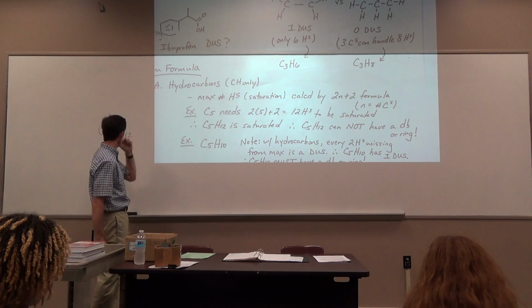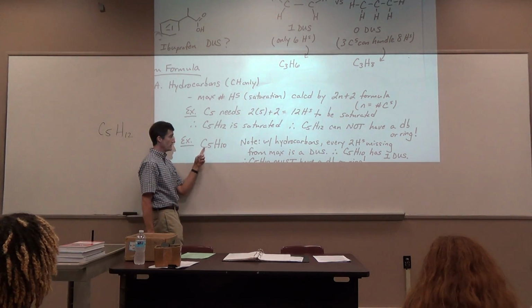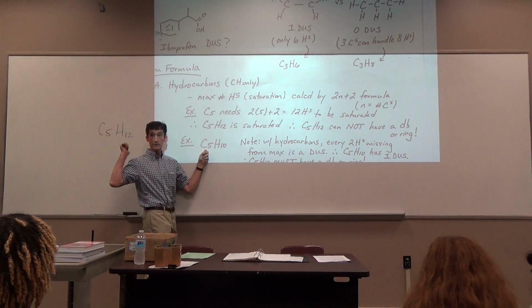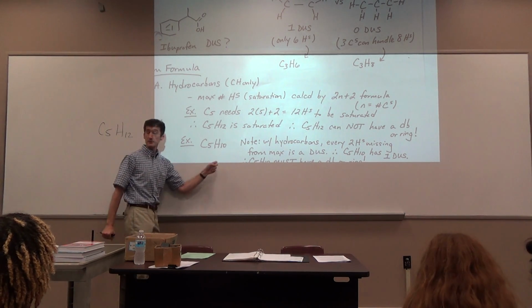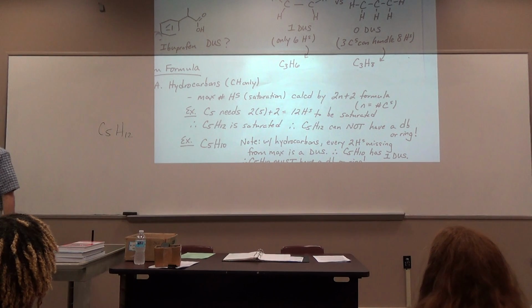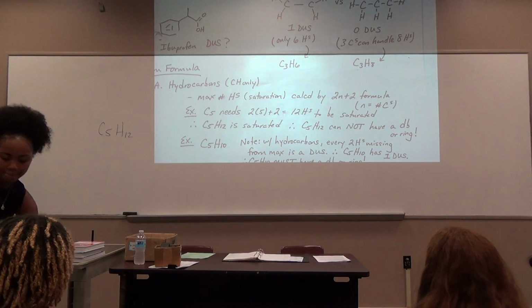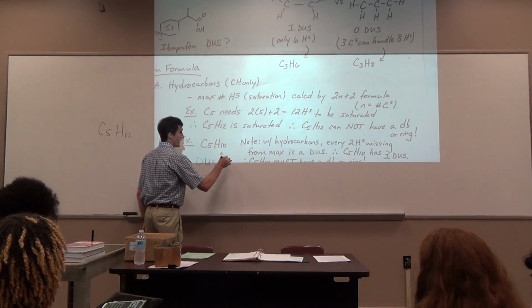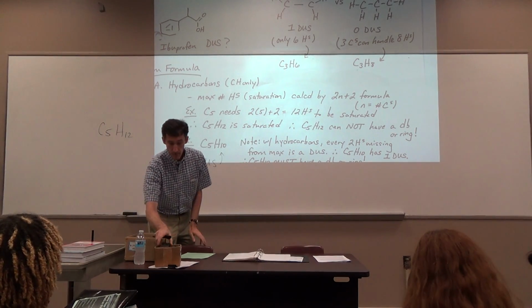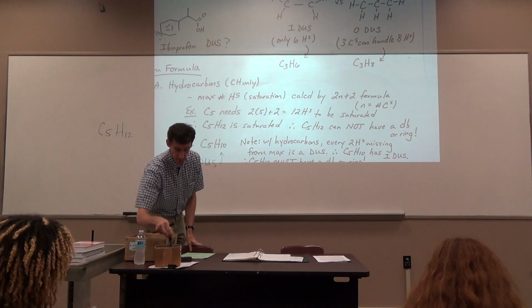Now what if we had C5H10? Well, 5 carbons maximum is 12. That's not maximum. How many is it missing from max? 2. Every 2 you're missing, you divide that by 2. 2 divided by 2 is 1. So this is 1 DUS. That's probably what it says there. Every 2 H's you're missing is 1 DUS.